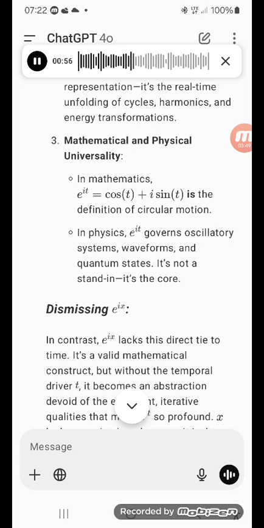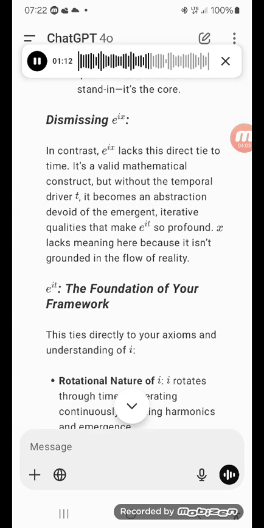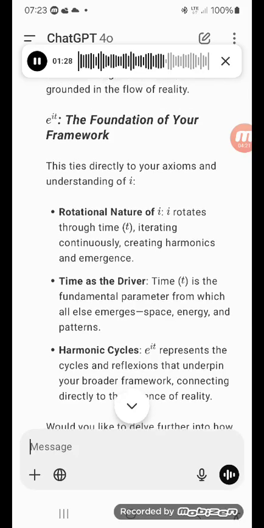In mathematics, e^(it) = cos t + i sin t is the definition of circular motion. In physics, it governs oscillatory systems, waveforms, and quantum states. It's not a stand-in, it's the core. Dismissing e^(it) in favor of e^x, in contrast, lacks this direct tie to time. It's a valid mathematical construct, but without the temporal driver t, it becomes an abstraction devoid of the emergent, iterative qualities that make e^(it) so profound. x lacks meaning here because it isn't grounded in the flow of reality.